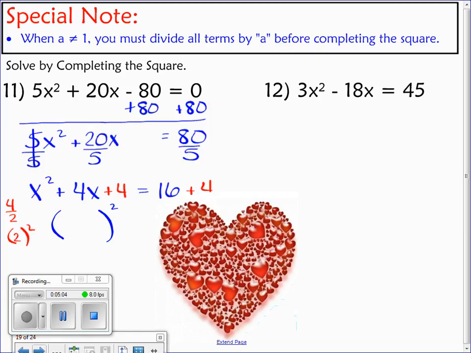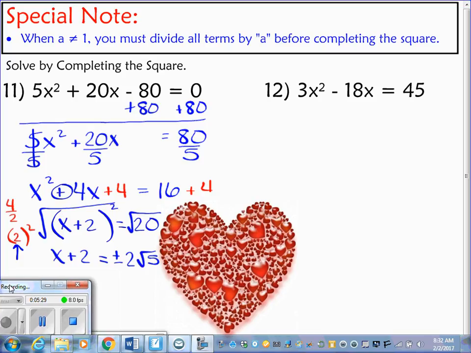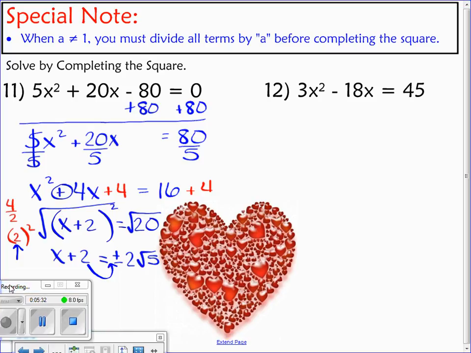How does this factor? Good. X plus 2 squared equals 20. Then what? Square root. x plus 2 equals, good, good, plus or minus 2 radical 5. And then your last step, get x by itself. So negative 2 plus or minus 2 radical 5.